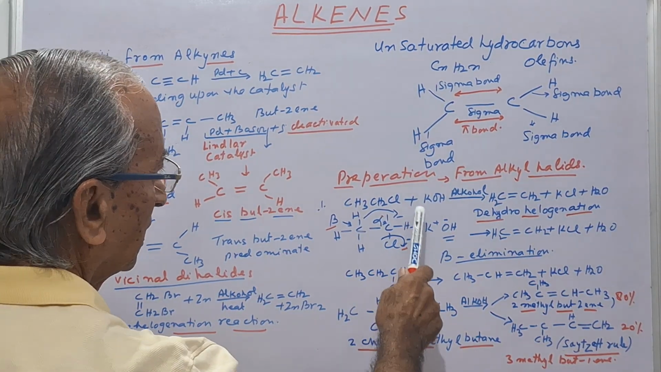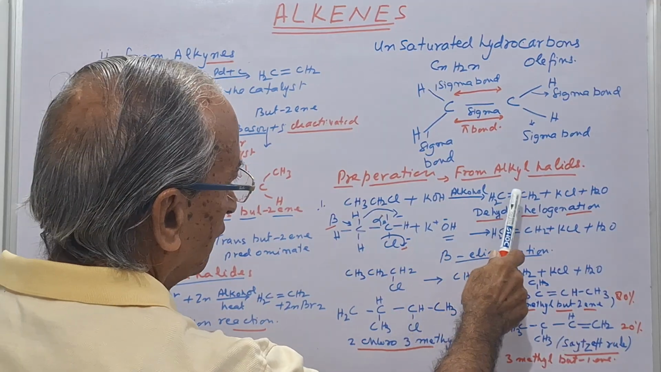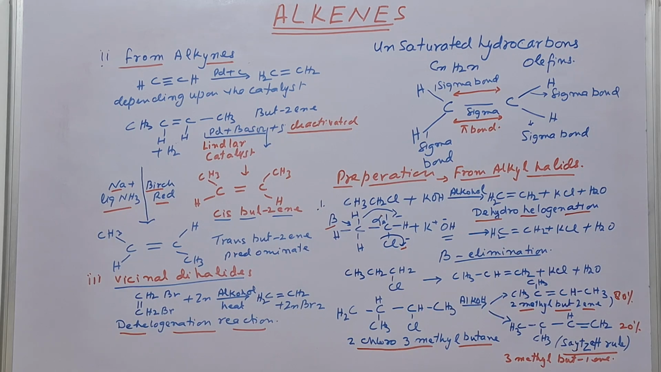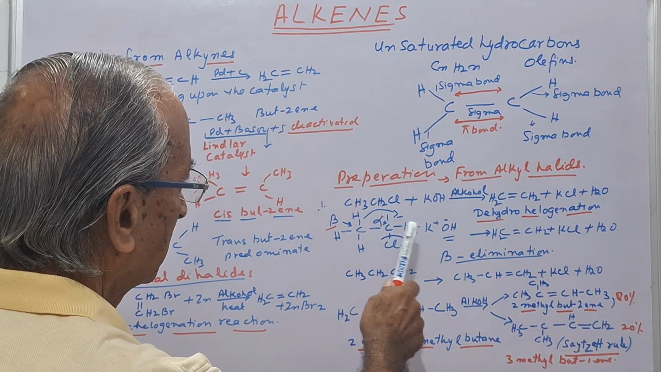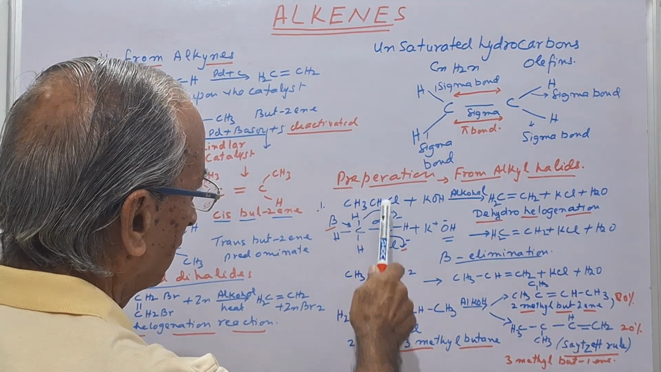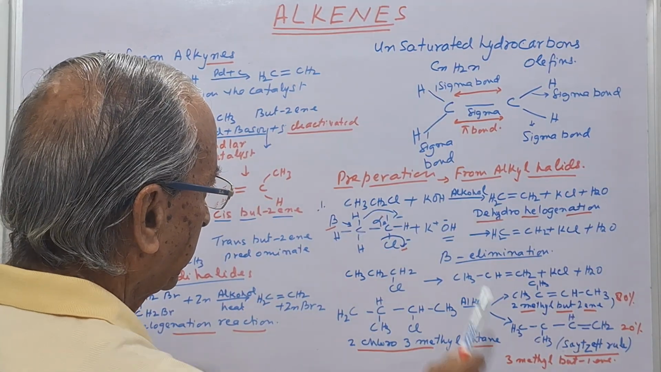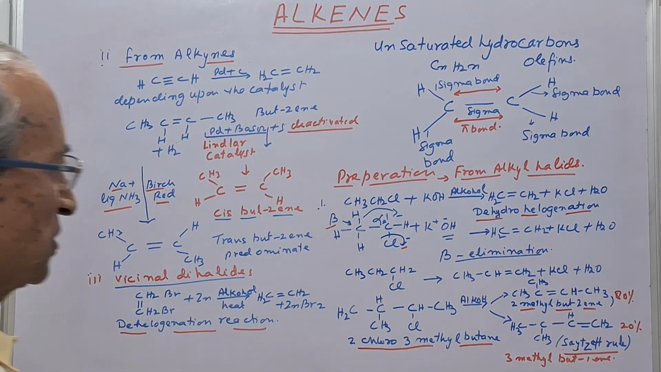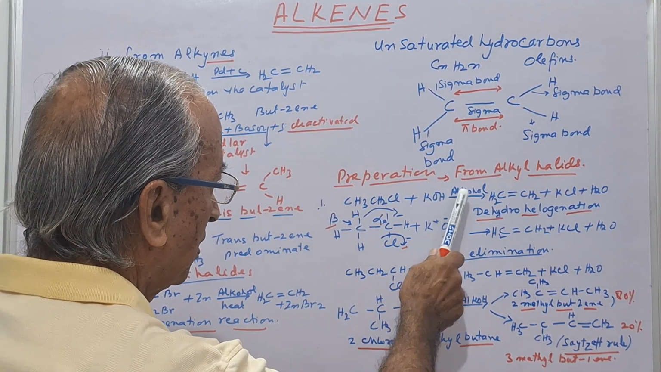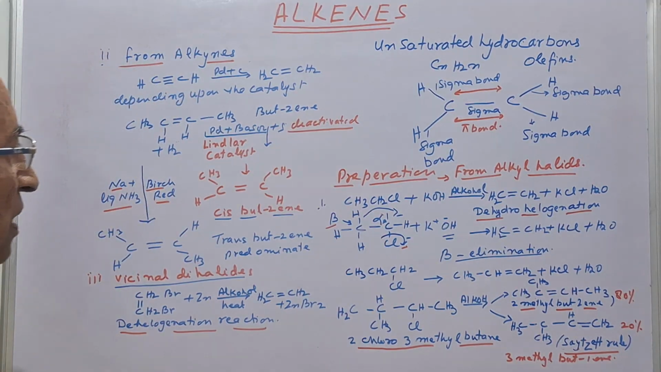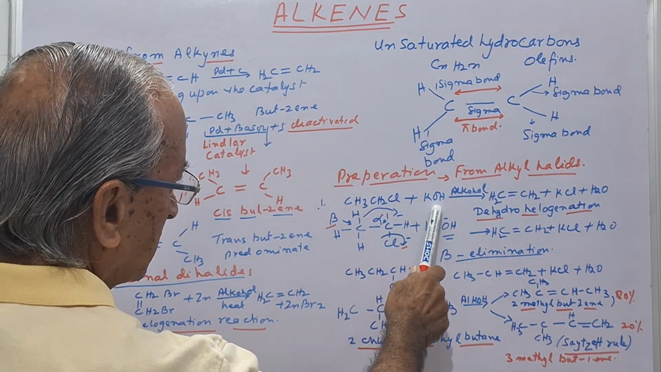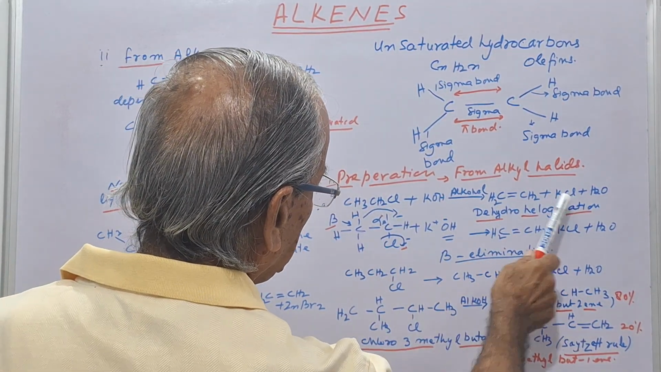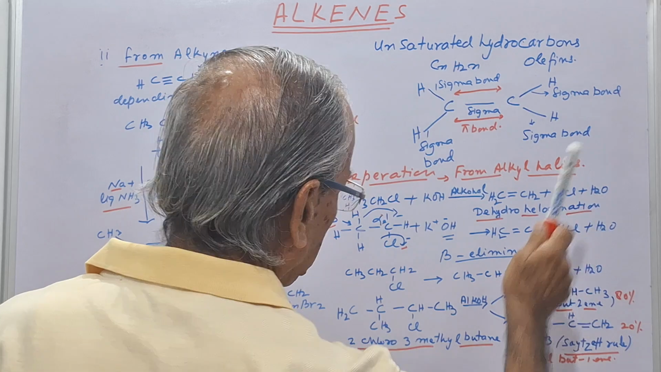Now, in the case of the preparation, first is from alkyl halides. It's very important. Here, if we take the example of ethyl chloride, that reacts with alcoholic KOH. Alcoholic KOH means when KOH is dissolved in the alcohol. So the reaction takes place. Ethyl chloride forms ethylene, potassium forms KCl, and the OH forms water.